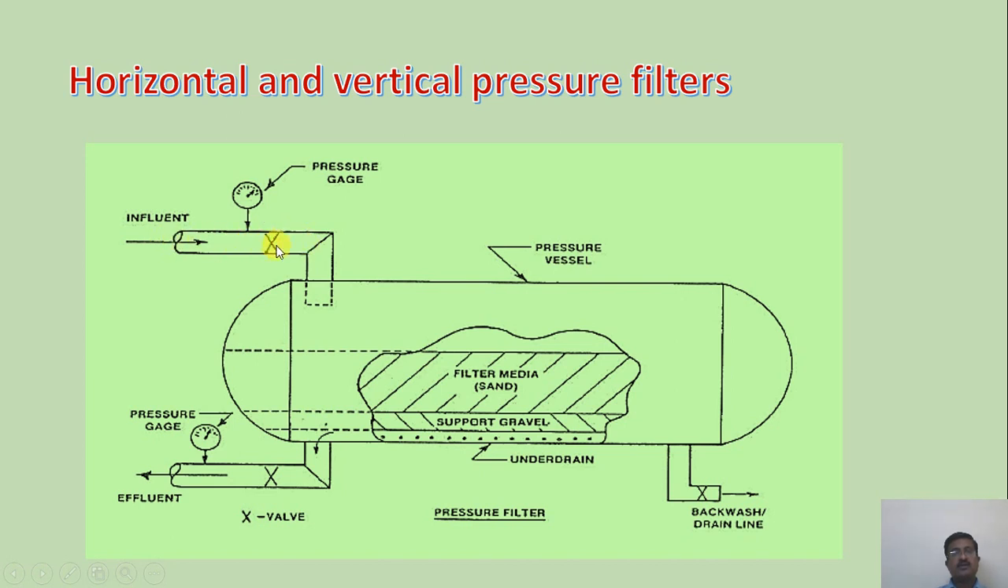The influent is coming in. You can see the inlet here, and the outlet is provided at the bottom. The filter media is horizontal itself, right? So this is the backwash pipe. An underdrain arrangement is provided here. So this is a horizontal type pressure filter.